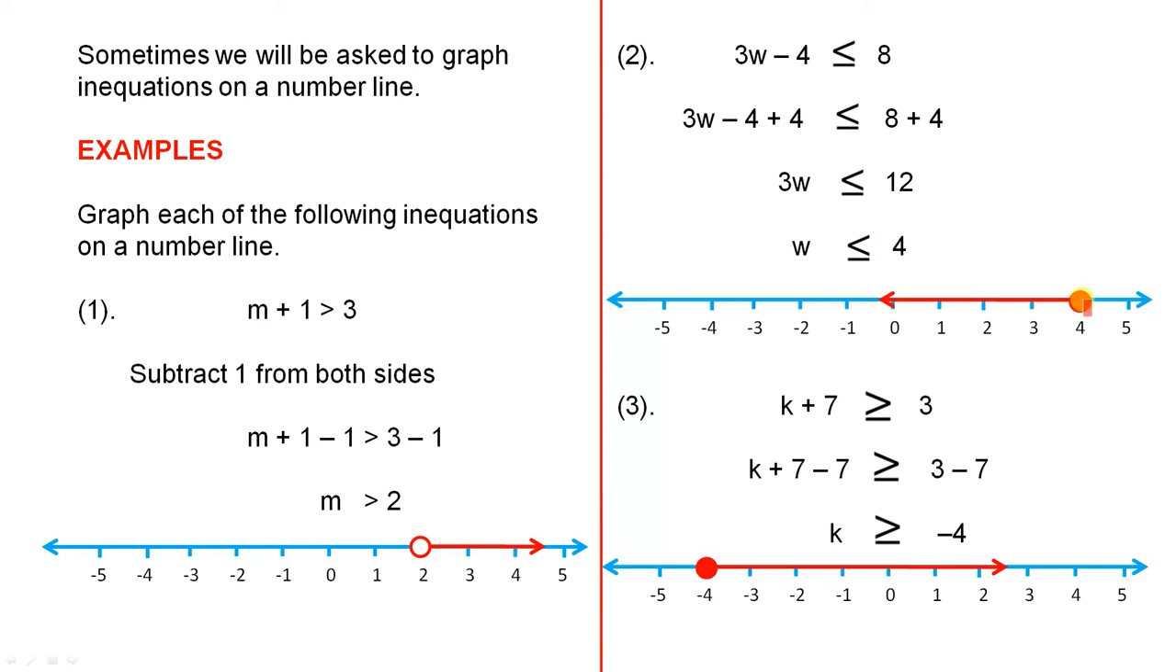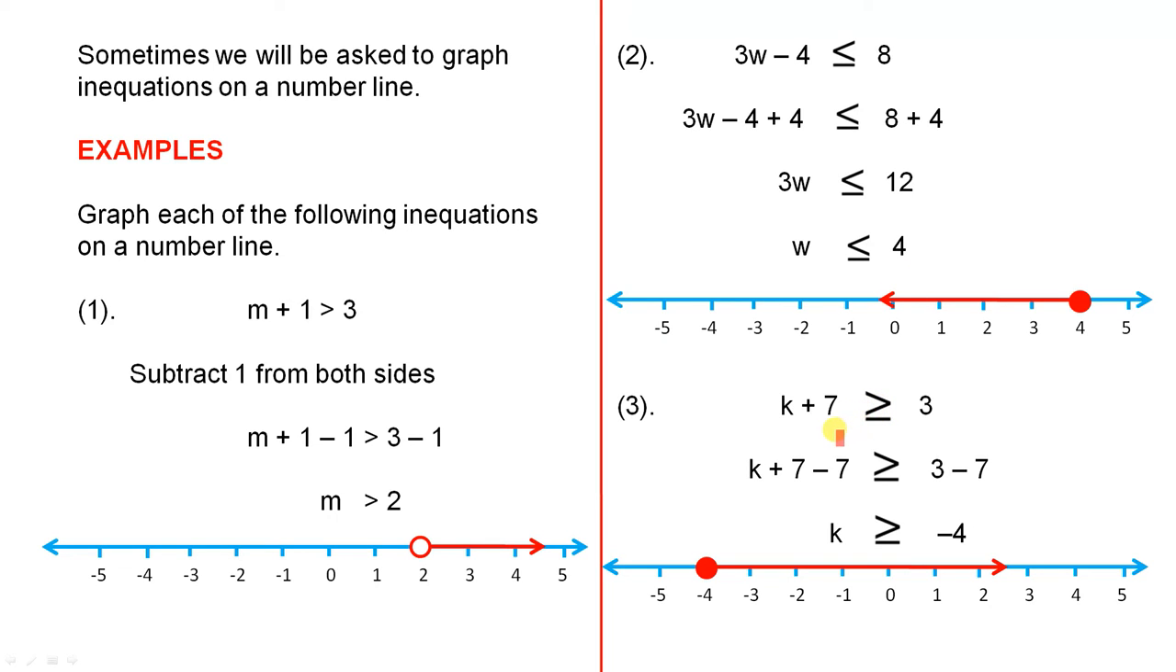So we put a circle around 4. Notice this time the circle is filled in because we have an equal sign here. So whenever we have an equal sign under a less than sign or a greater than sign, the circle is filled in because it includes the particular number. So we have 4 is filled in and all numbers to the left of 4.